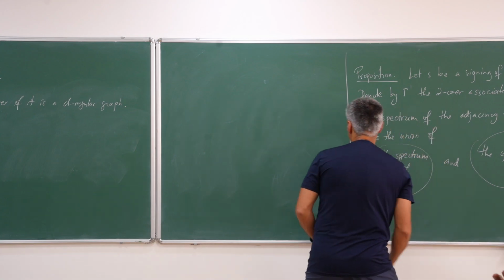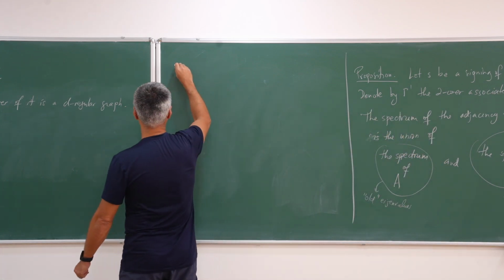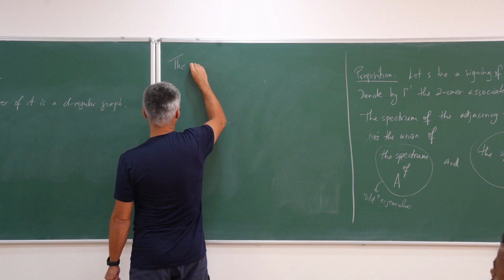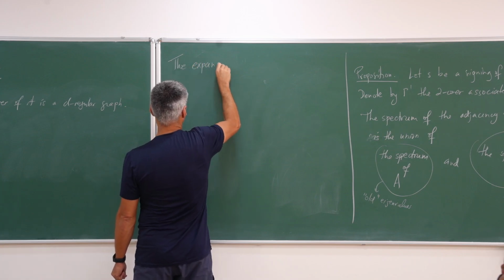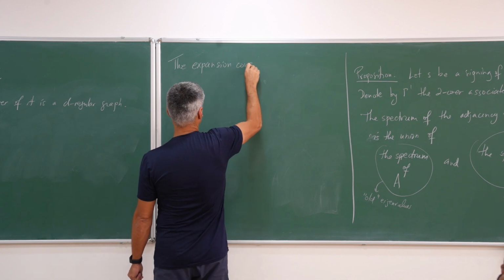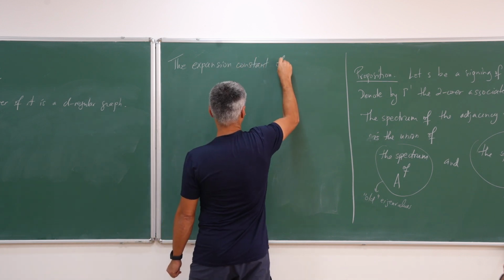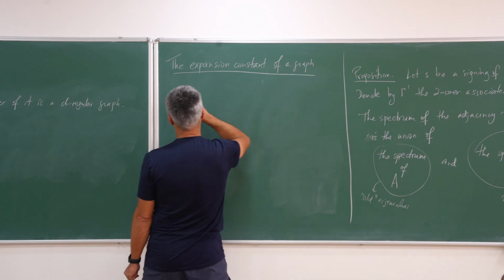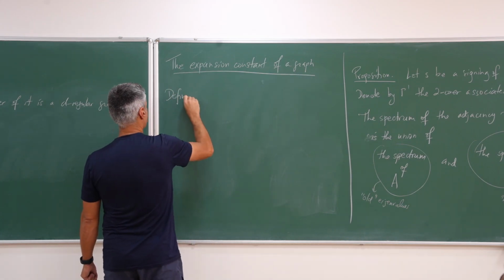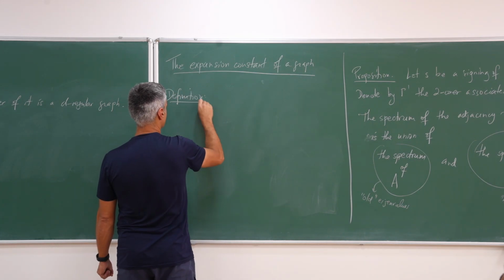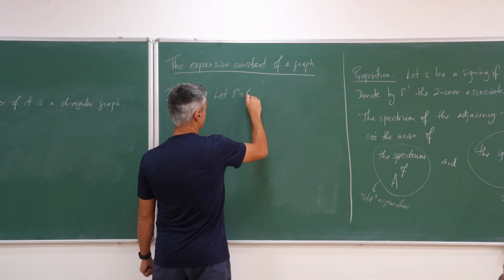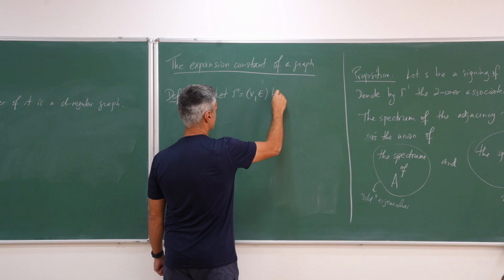Okay, so let me tell you now about something, the expansion constant of a graph. Definition. Again, as always, let gamma be a connected graph, so I want it connected.